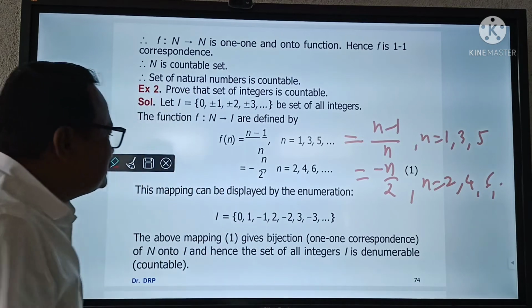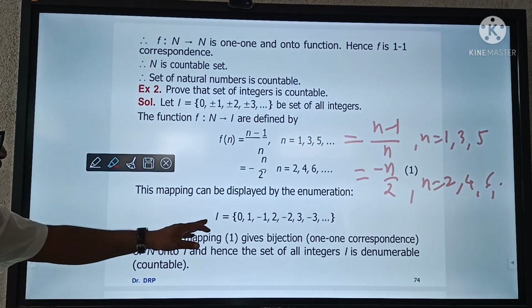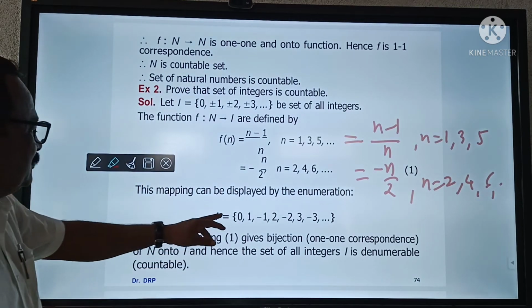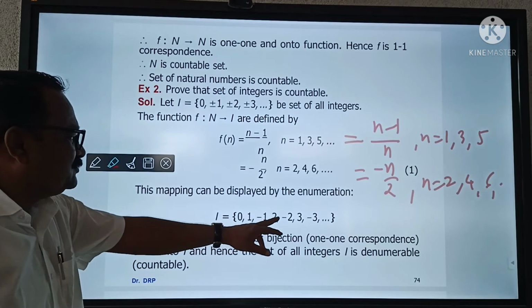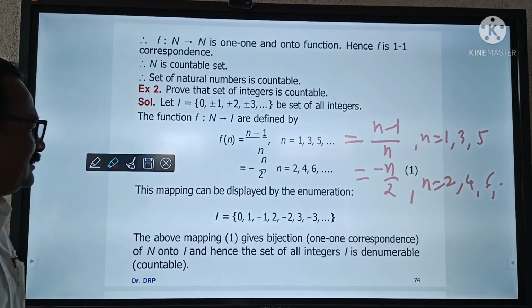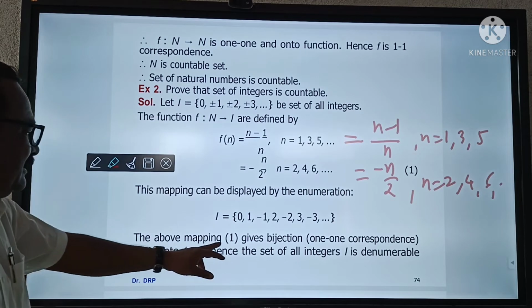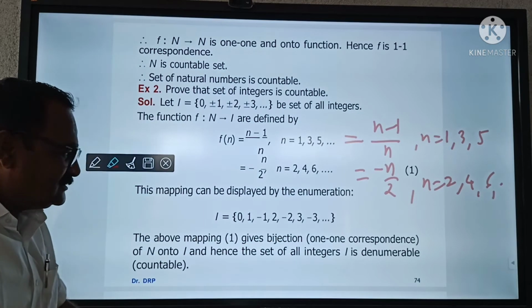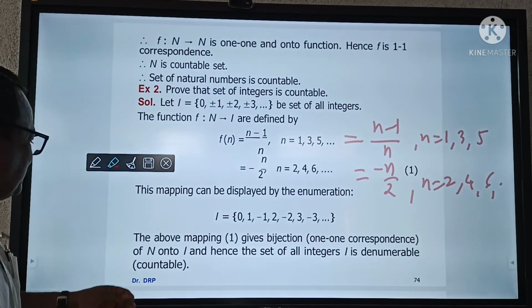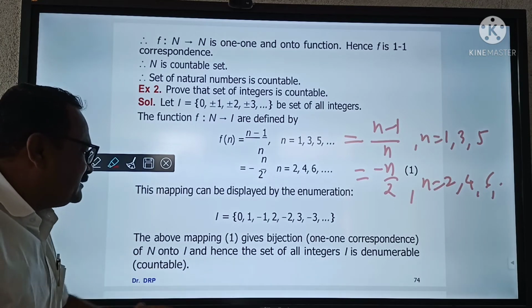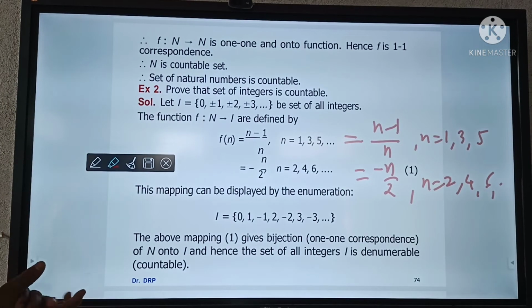This mapping can be displayed by the enumeration as 0, 1, -1, 2, -2, 3, -3. So the above mapping gives a bijection, that is one-one and onto, a one-one correspondence of N onto I. Hence, the set of all integers is denumerable, meaning countable. Do you get this point or not? I will explain it.